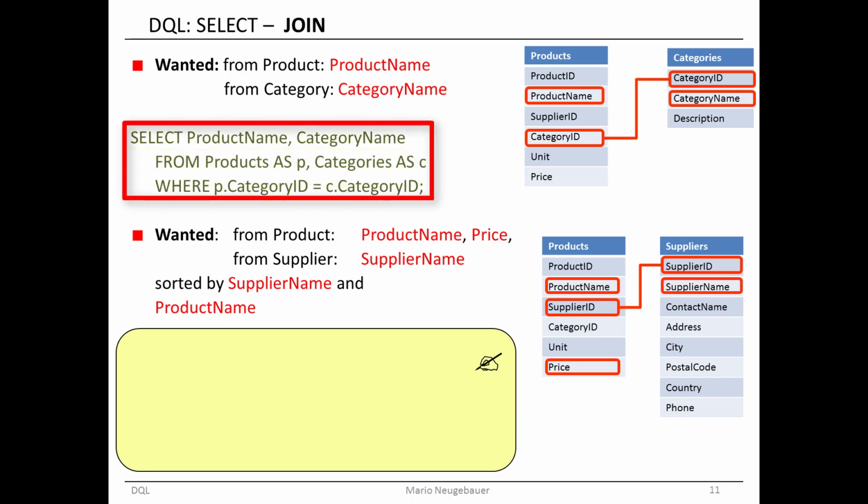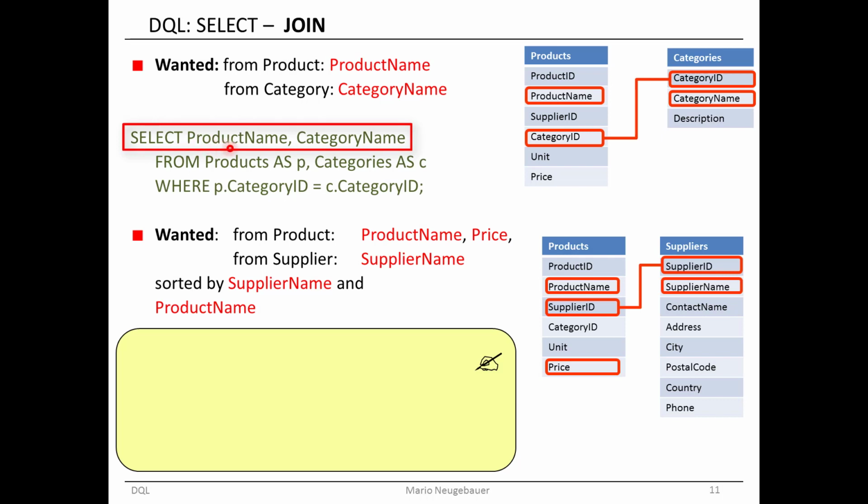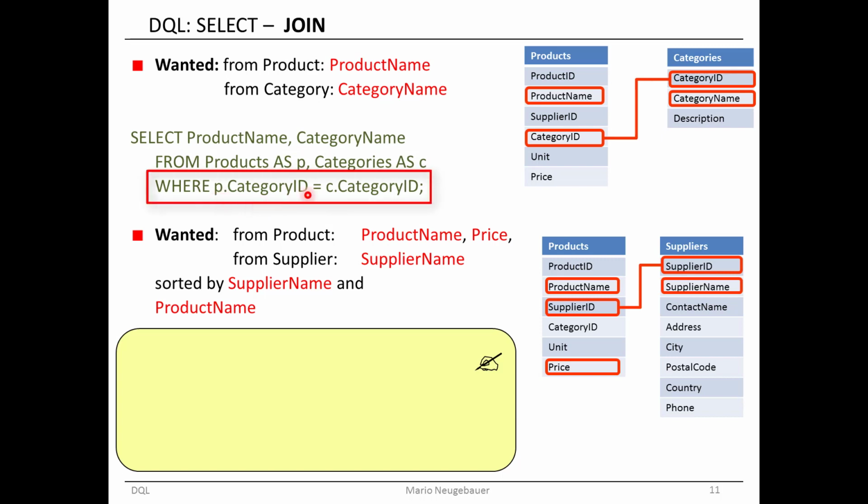The first solution actually looks like that. We have a select. We select the columns of interest, product name and category name. We select it from two different tables, products as P and categories as C. So this abbreviation starts with the first letter of products, P, and with the first letter of categories, C. That's why we choose P and C. And we want to refer to our category ID as the connecting column. Category ID in the products table should be the same as category ID in the categories table. So this basically is the statement for our connection of the products and the categories.